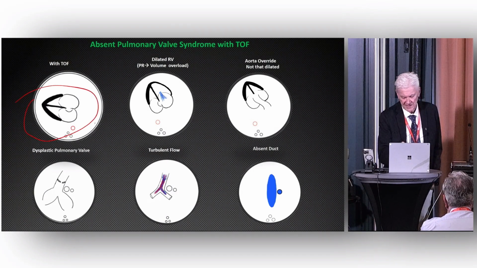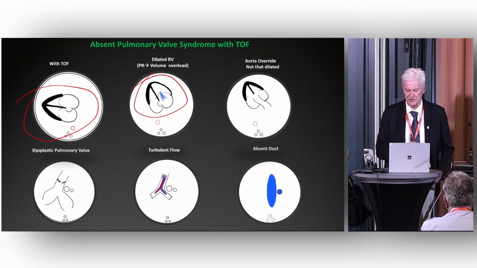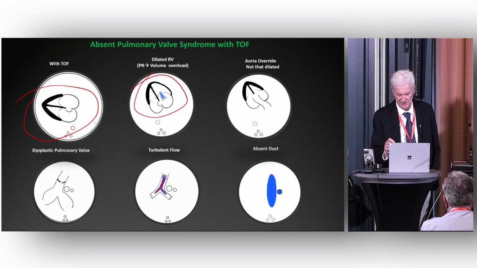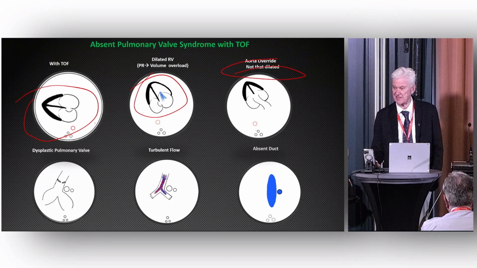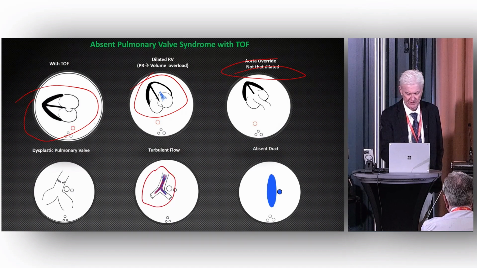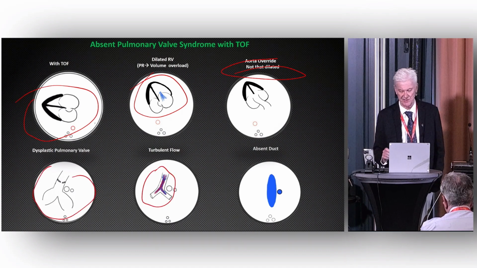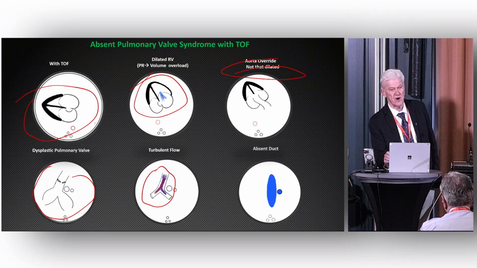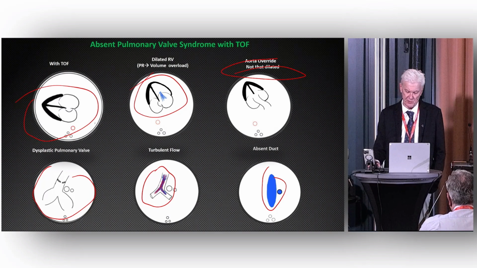Axis deviation. Dilatation of the right ventricle with significant regurgitation. The pulmonary artery is not that dilated, which sort of makes sense because of this massive volume of flow. In the first trimester, you just see that bidirectional turbulent flow. In the second trimester, you see gross dilatation. And for most of these, there is no arterial duct. So you just see a big dilated aorta.